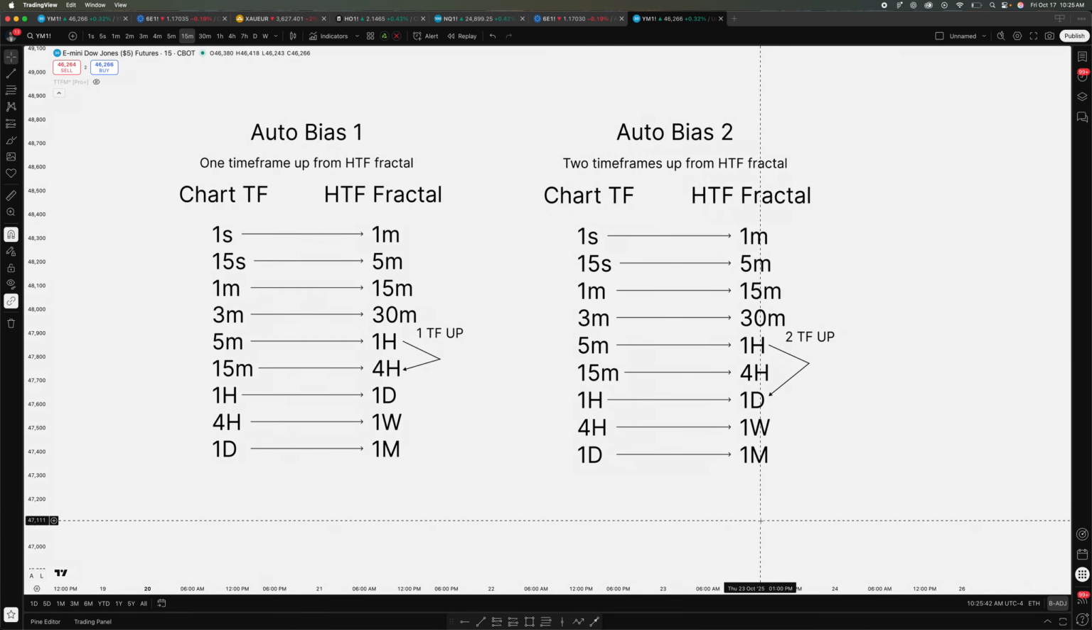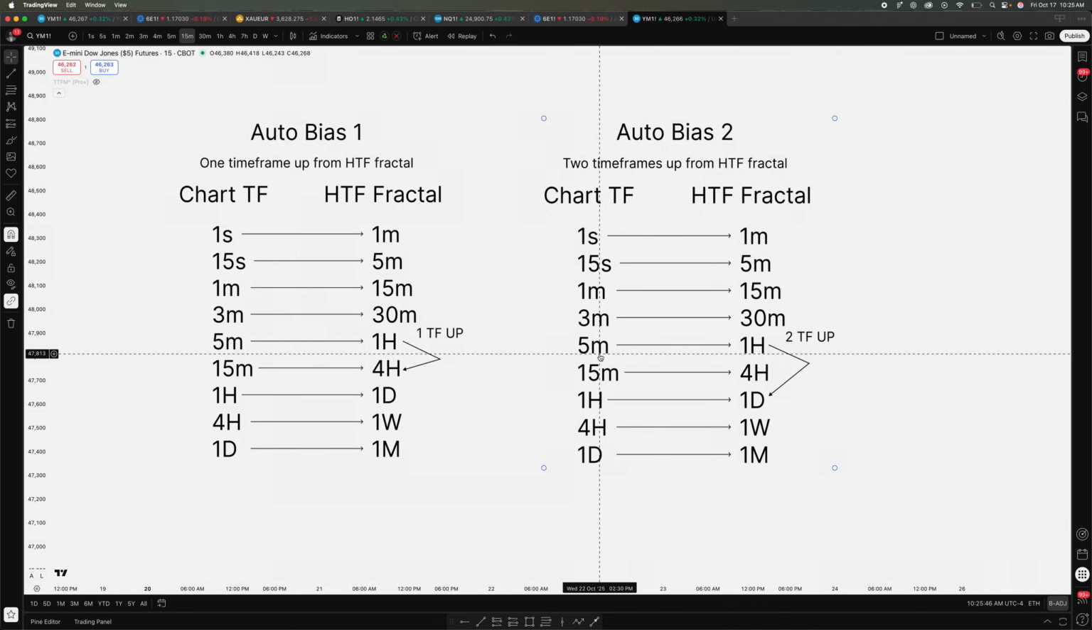Auto Bias 2 uses two time frames up. On a 5-minute chart, the higher time frame fractal model is the 1 hour. Therefore, two time frames up is the daily. So for Auto Bias 2 on a 5-minute chart, the bias will pull from the daily.